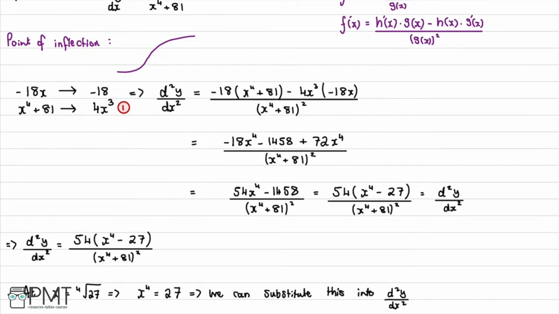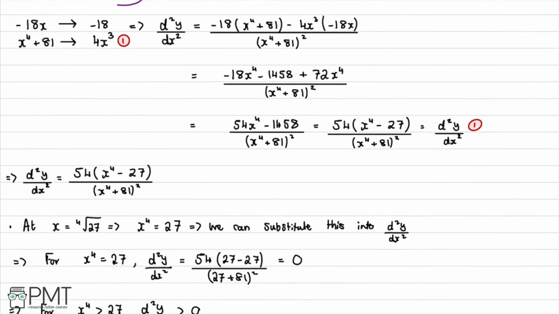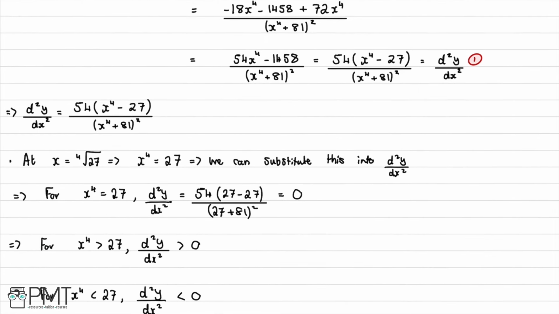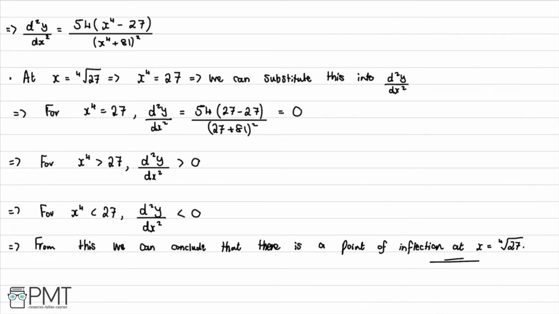So that was here when we got that the second derivative was equal to 54 lots of x to the power of 4 minus 27 divided by x to the power of 4 plus 81 squared. And then we receive our third and final mark for having the correct conclusion, which was that yes, this is a point of inflection, and having the evidence to back that up. So that was at this point here where we received this mark.